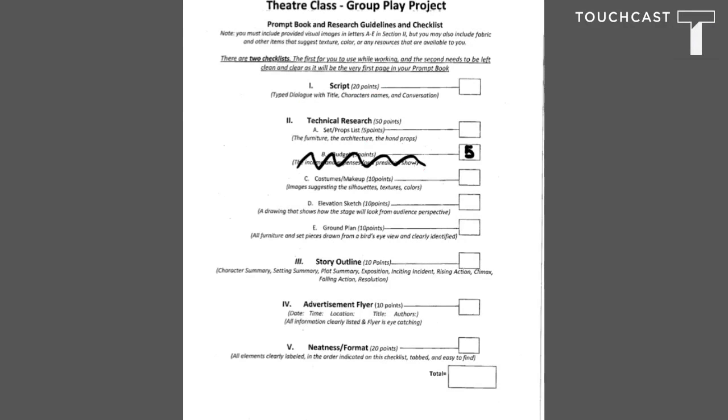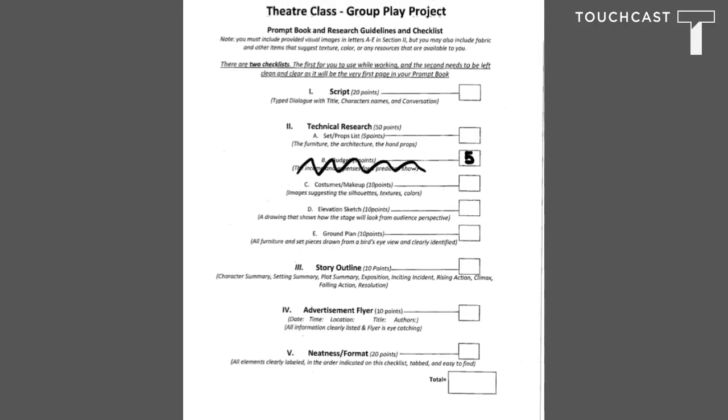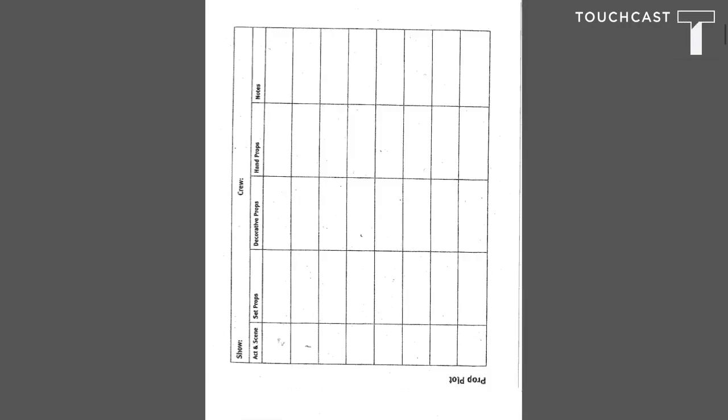Next, you'll have your entire technical research papers. First on the list is your prop list. Your prop list is going to be a list of your acts, your scenes, and your set props, as set props are going to be things like your furniture.